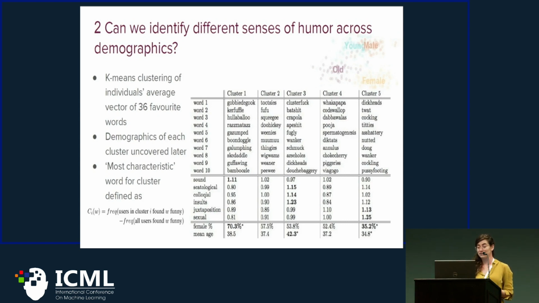Cluster number 5 is younger and more male and prefers sexual humor, maybe not so surprisingly. And cluster number 3 was actually the most surprising to me. It's the older cluster that also seems to prefer insults and scatological humor. I'm not going to ask the older people in the audience to comment, but yes.